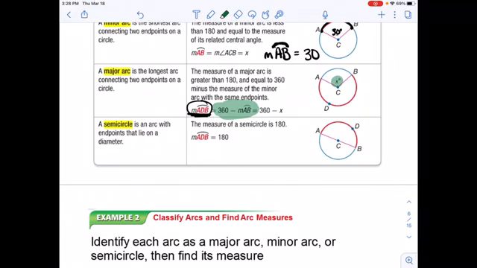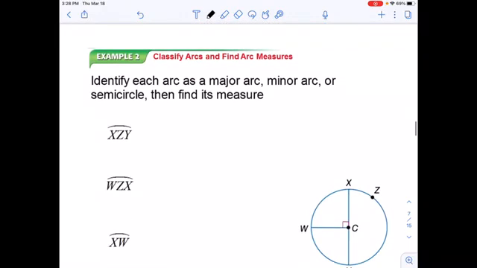And a semicircle is an arc with endpoints that lie on a diameter, okay? So the measure of a semicircle is always 180. Once again, we do write it with 3 points, A, D, B, just so we know which side of the circle we are going around. It's still going to be 180 either way.